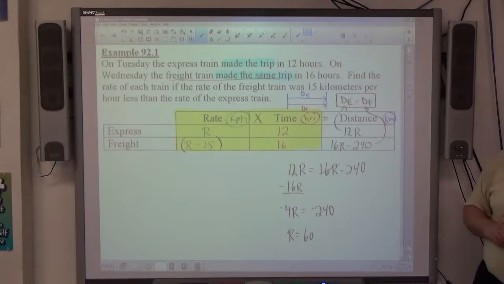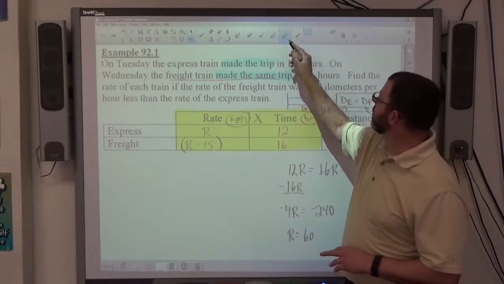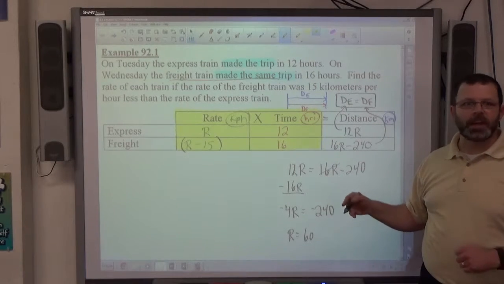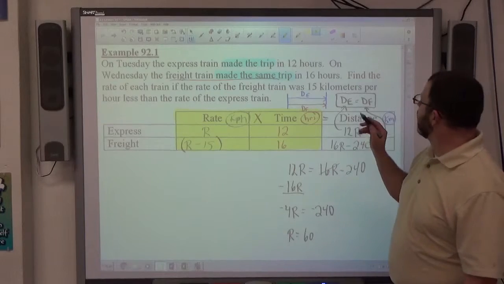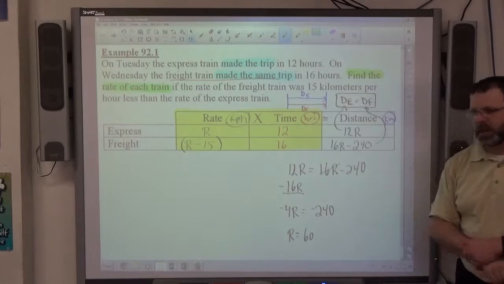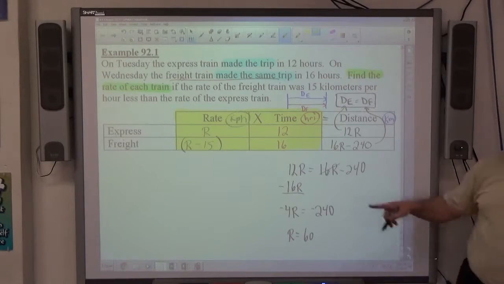Now the last thing you have to do on these problems is very important: you have to answer the question. I've seen a lot of people get to this point, they're correct, but then they didn't answer the question. So the question says, find the rate of each train. What does r represent? The express train rate, right?